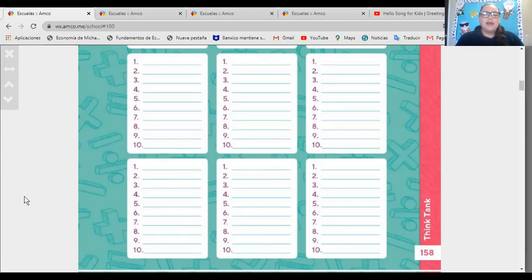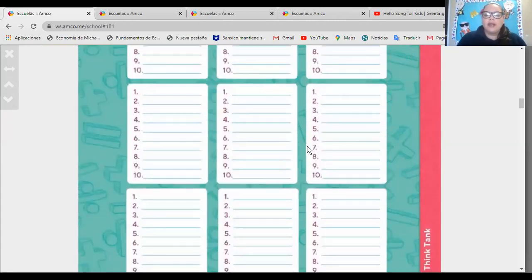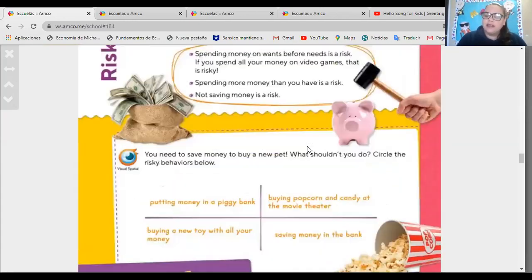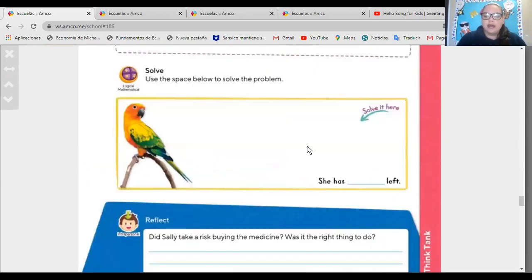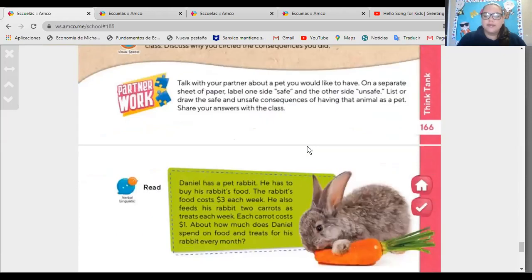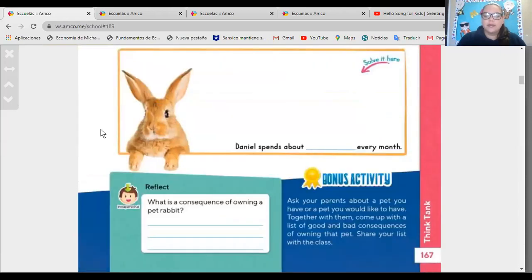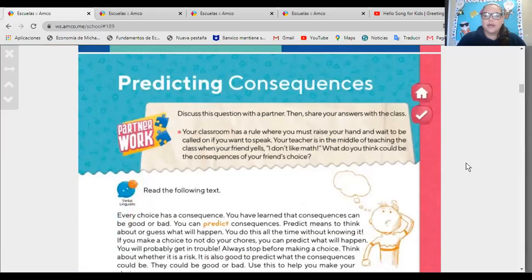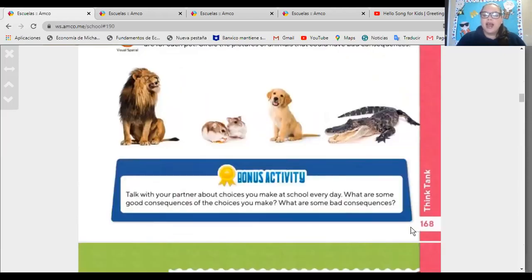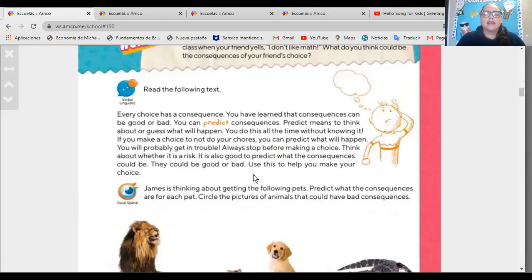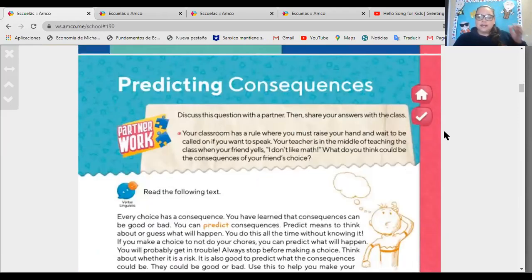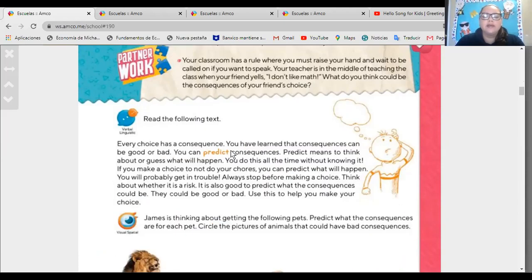Well, great job. Now, let's go to our page. Give me 1 second. I think it is page 168 and 169. It is from Think Tank. So let's go to that pages. Okay, here it is. Page 168 from Think Tank. Predicting consequences. Sorry. Okay. Read the following text.